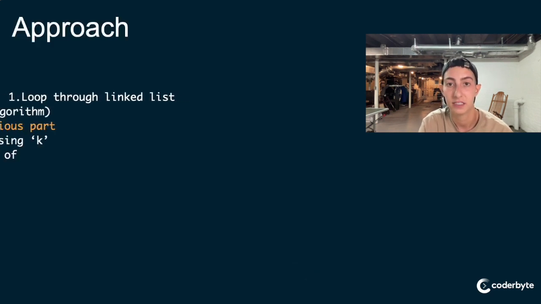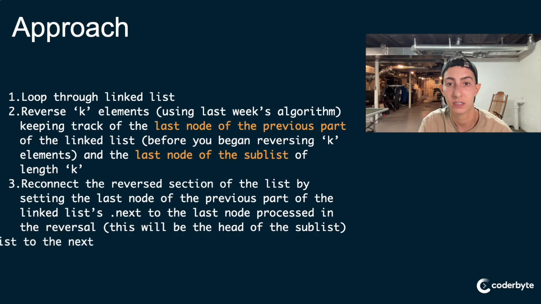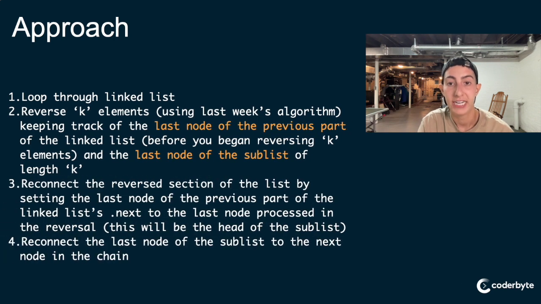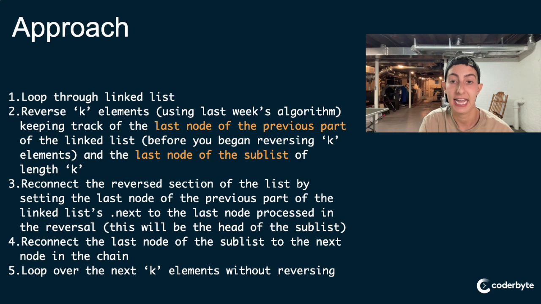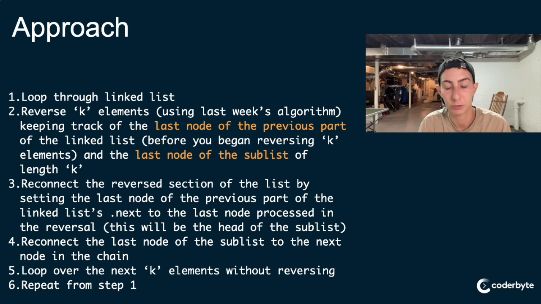Okay, so let's go back to where we were. Reconnect the last node of the sublist to the next node in the chain, as I just said. And finally, loop over the next k elements without reversing and repeat from step 1. So again, this is really just the same algorithm as last week with these key little differences to help us keep track of where we are in the parent linked list after we reverse each sublist. So let's watch a visualization to help explain all this English.